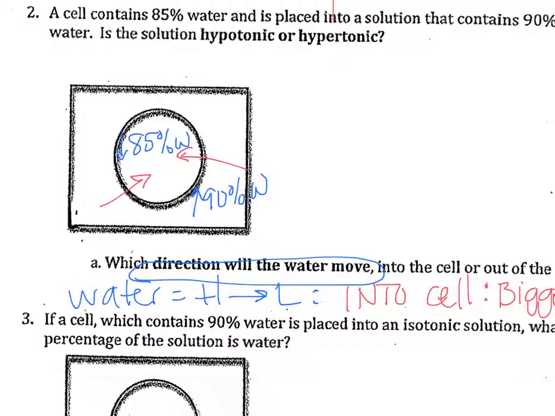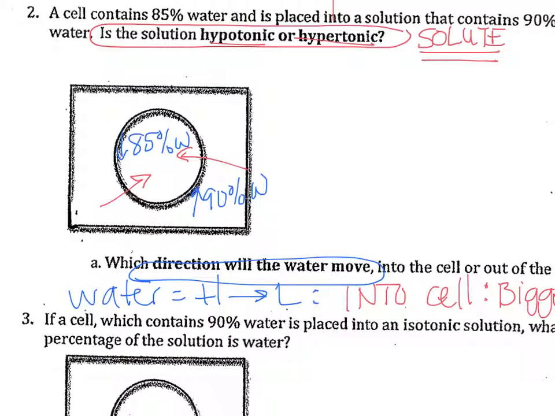All right, the second part of the problem, remember, we always have to figure out what kind of a solution it is. Is it hypertonic or is it hypotonic? So once again, these types of osmotic solutions are referring to the concentration of solute. So the dissolved particles in the solution. It was our Kool-Aid or our lemonade. So it's an inverse relationship.